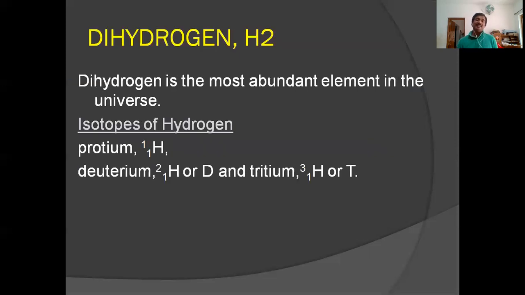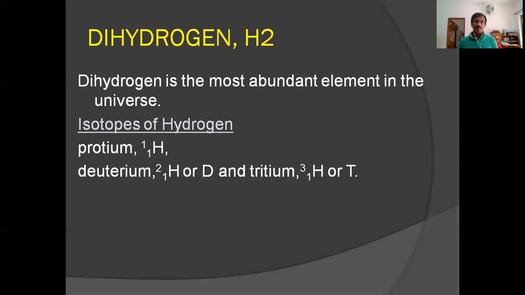Now, dihydrogen. This is the most abundant element in the universe, as I already mentioned, and we can see hydrogen in the combined state in the earth's crust, in the form of water, H2O. In hydrocarbons, hydrogen is present. In carbohydrates, hydrogen is present. So hydrogen is present in the combined form, but free hydrogen is only a very small percentage. And hydrogen has 3 isotopes.